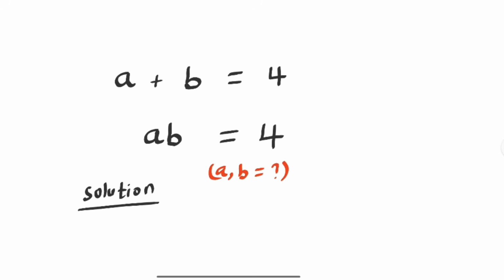We have the given equation. A plus b is equal to 4. Let us call this equation 1. Then ab is equal to 4. Let us call this equation 2.